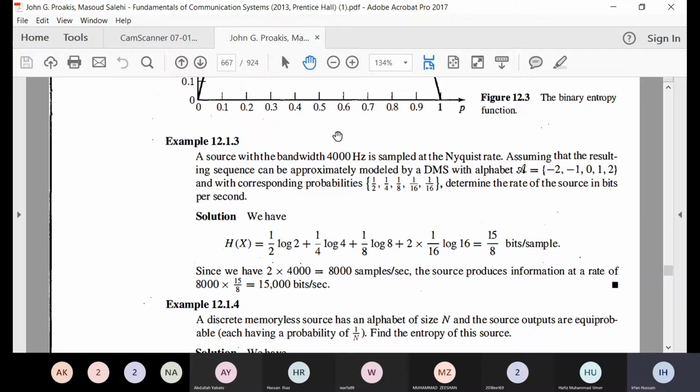Alright, so let us say that this source bandwidth was 400 Hertz. It is sampled at Nyquist rate. This means the Nyquist rate will be double the bandwidth, so it will actually be 8,000 samples per second. One sample requires 15 over 8 bits, so 8,000 samples will require 8,000 times 15 over 8 bits. In 1 second you will have 15 over 8 into 8,000 bits per second.